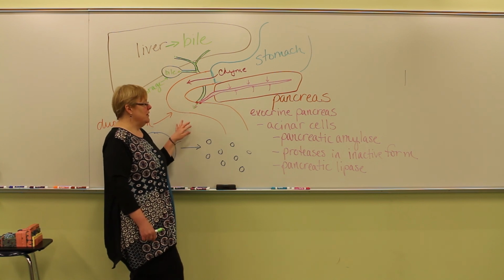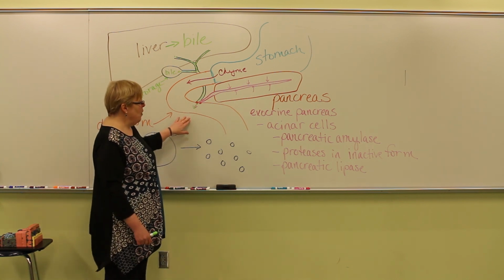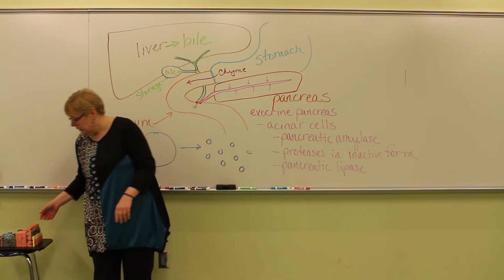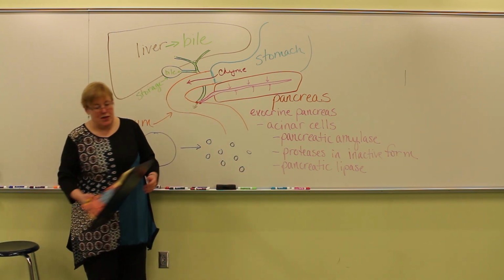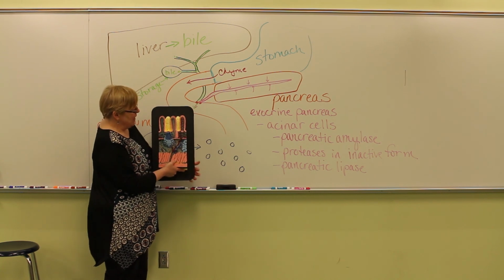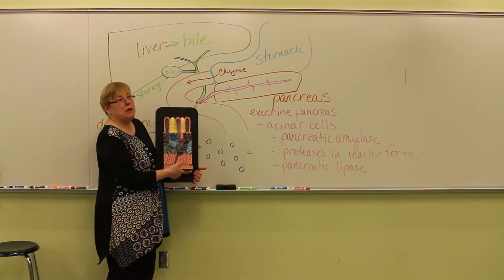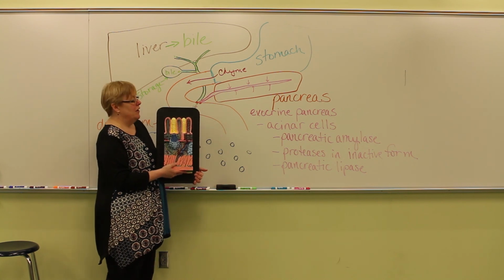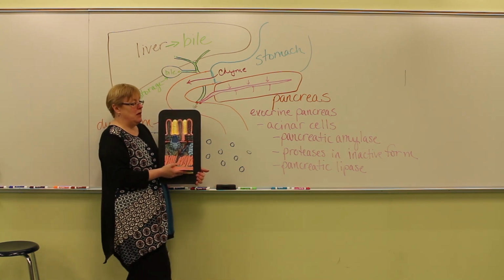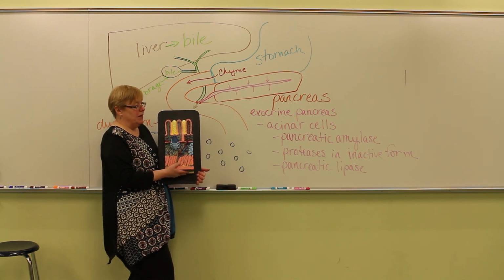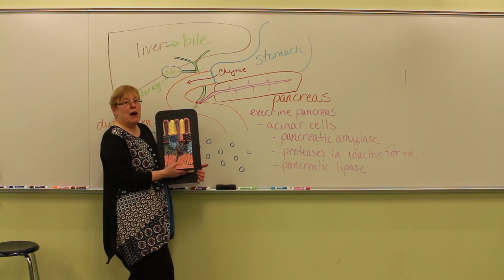The absorption is going to happen through the wall of these epithelial cells, and that allows the end products of digestion. For carbohydrates, that would be monosaccharides. For proteins, that would be amino acids. And for lipids, if we're thinking about triglycerides, that would be monoglycerides and fatty acids.